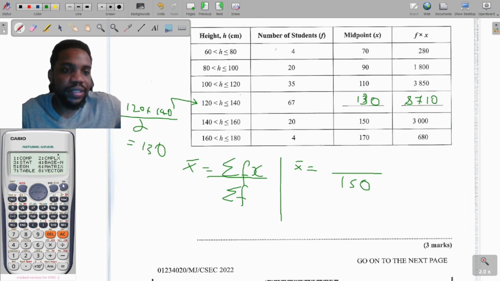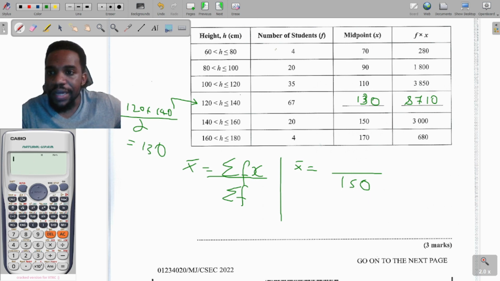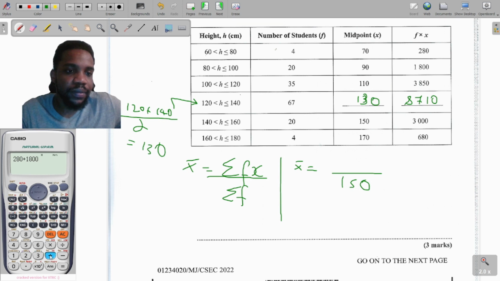So let me clear all of this. Alright, so I have 280. Then I have 1,800. Then we have 3,850. Then we have 8,710. And then we have 3,000. And then we have 680. In total, that's 18,320, right?